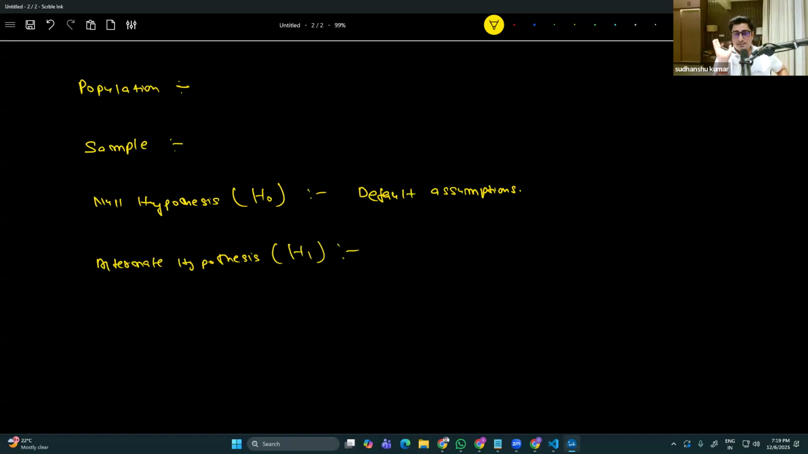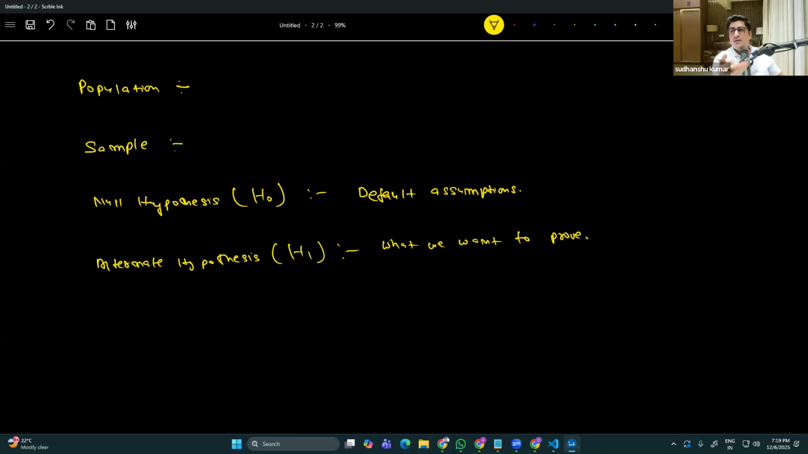for a particular case. If I'm saying that the default assumption is that the salary of a junior data scientist is going to be 10 lakh, it can be less than that, it can be more than that, but 10 lakh is my default assumption, and then lesser than or greater than is going to be my alternate hypothesis, or you can say the things that I would like to prove. So whatever we want to prove, this is going to be my alternate hypothesis. I'll call it the alternate hypothesis case by case.